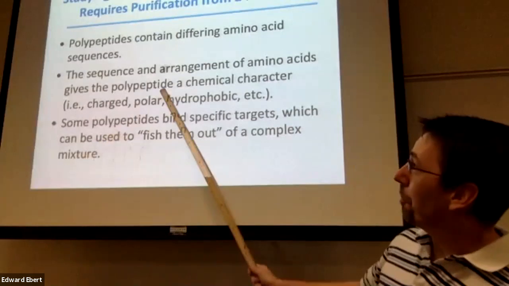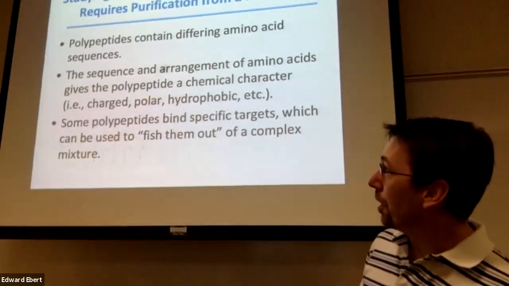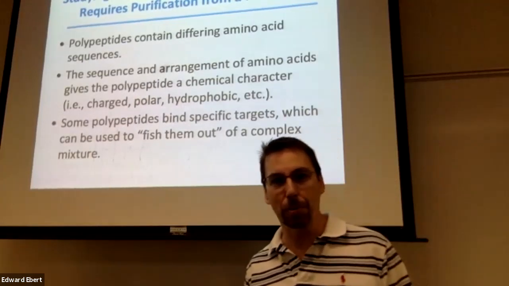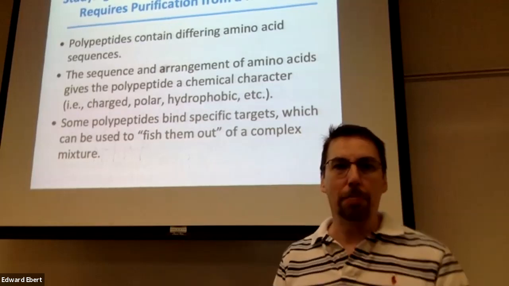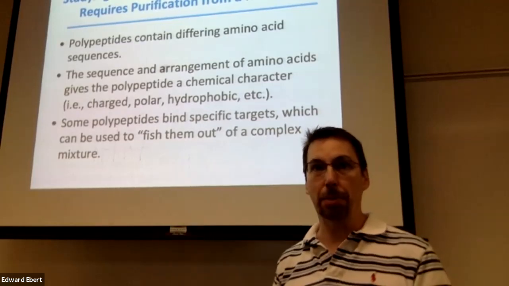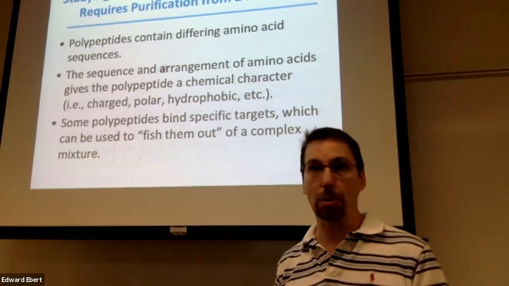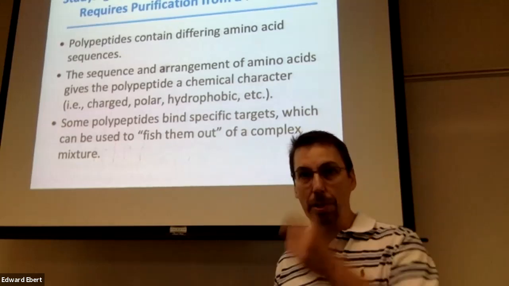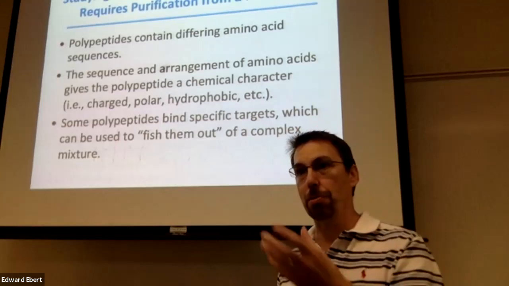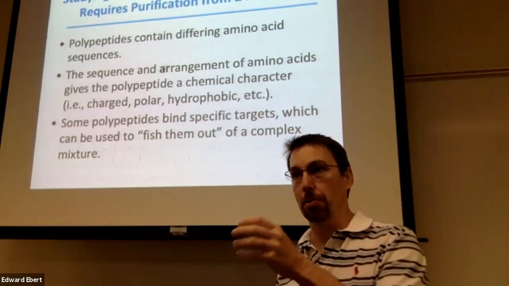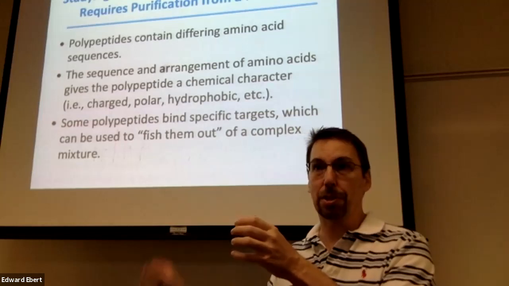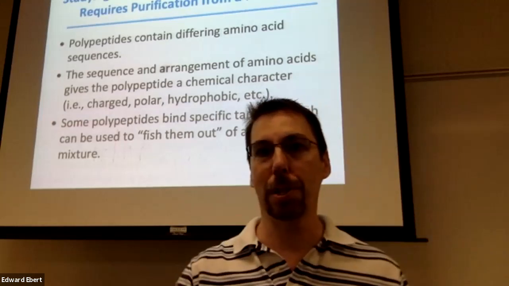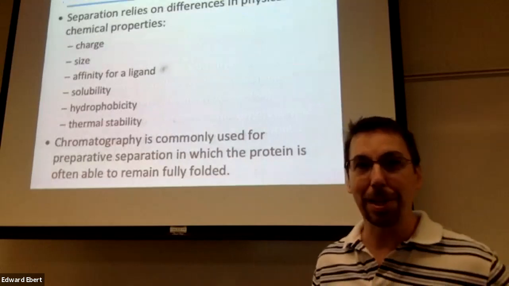All right. So if we look at the sequence and arrangement in there, we can figure out, is this a polar protein, or is it hydrophobic? Some polypeptides will bind to particular targets. Maybe we'll have a glucose binding protein, and we can use a column that has glucose attached to the stationary phase, and pass a mixture through there, and ideally our protein will bind to that stationary phase. We can wash all the other stuff away, and then we can elute that off, and we'll talk about that later today, or maybe on Thursday. I think today.